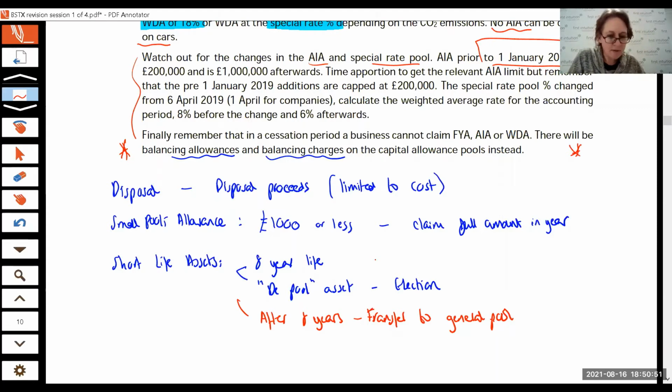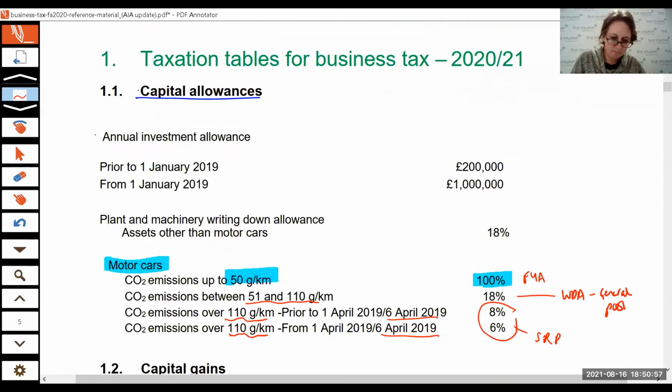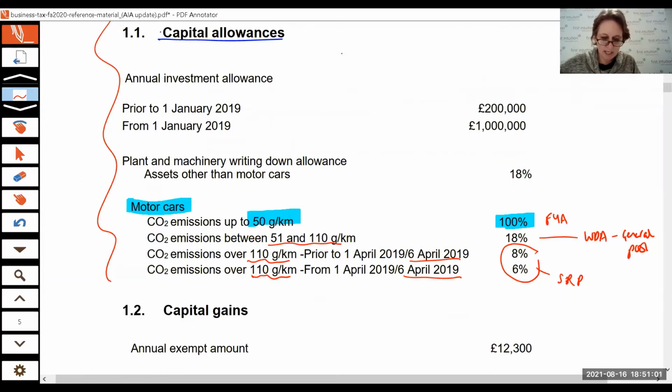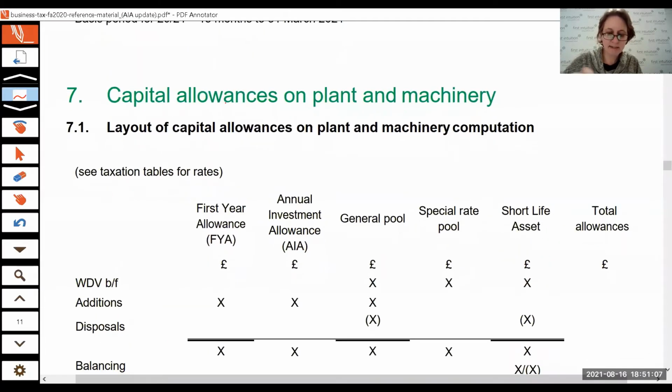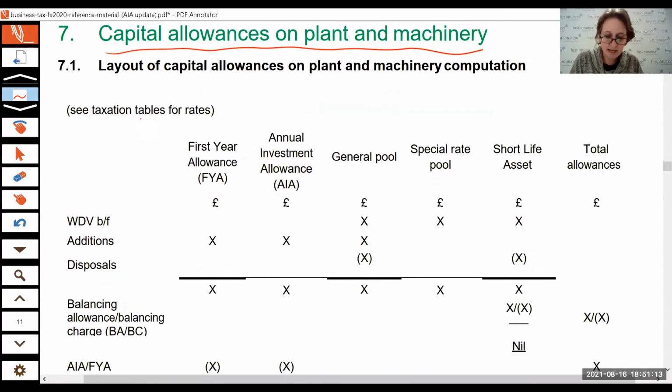So on to our question then. Just one more thing I'll show you before we get there. We're going to be using our reference material, section 1.1, capital allowances, really important. We're also going to be using section 7. So let me just get to there. And how nice is this? The examiners give us the layout of this task and tell us, see the tax tables for the rates. So they tell us how to lay out the pool.